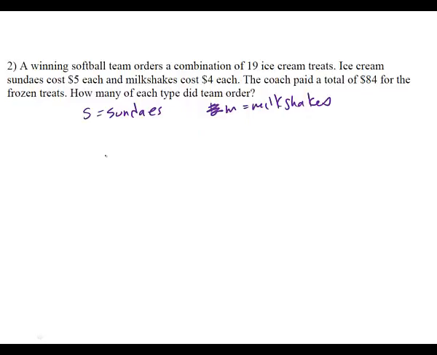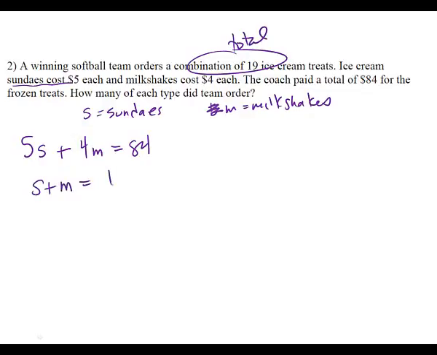All right, so I'd probably write a money equation and a total equation. So my money equation, how much is a sundae? $5. So 5 times the sundae plus how much is a milkshake? $4. 4 times the milkshake equals a total of how much spent? $84. All right, and then we need a combination. It says there was a combination or a total of 19 ordered. So wouldn't I take the sundaes plus the milkshakes and set it equal to 19? Yes. All right, substitution, elimination, Kramer's rule.